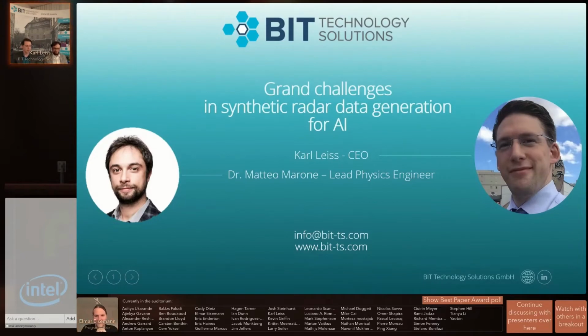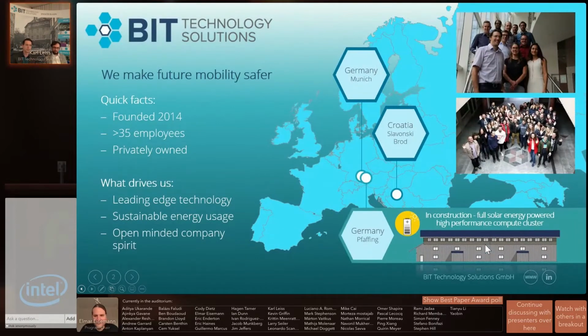So, to give you a quick overview about where we are and what we are actually doing. Maybe not everybody is familiar with Bit Technology Solutions. Our vision is to make future mobility safer. We are a small AI tech startup, and our vision and motivation is to solve these challenges by leading edge technology. That means by combining existing things but adding something on top of that.